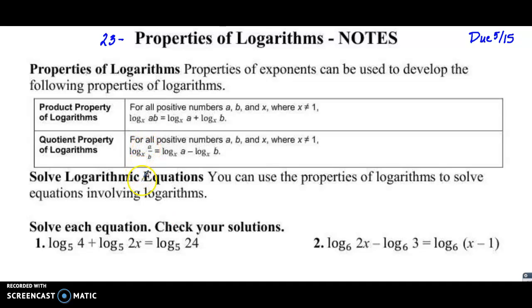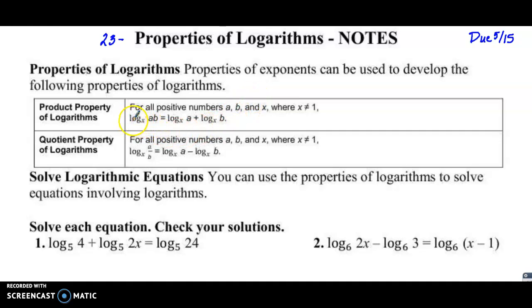For our properties, we're still going to be solving. We did some solving the last session and the session before that, and we're just adding a little bit more to the types of questions or equations we may be able to solve. So we have two properties. Our first property is our product property. Notice it tells us that properties of exponents can be used to develop the following properties of logarithms. So basically our logarithm properties came from exponents, because remember, a log is simply an inverse of an exponent.